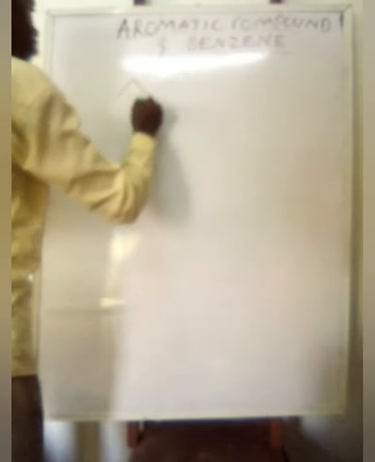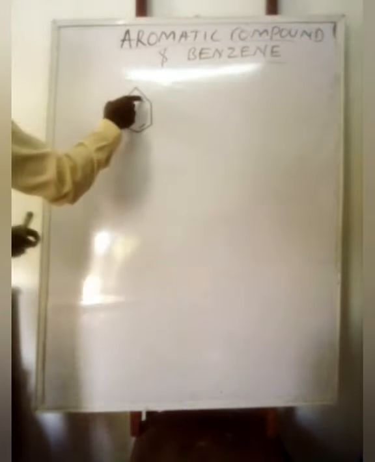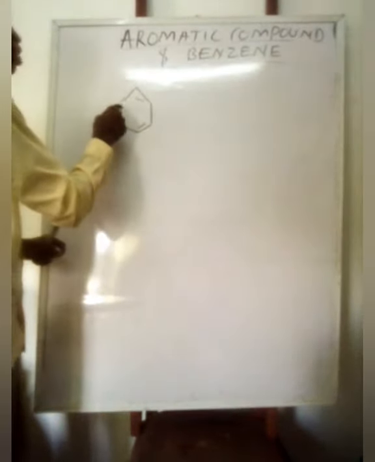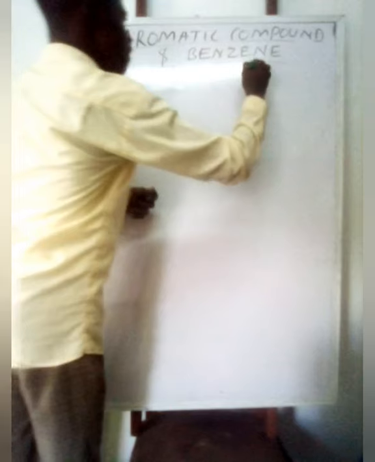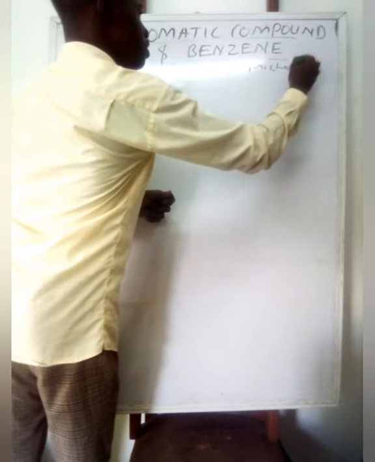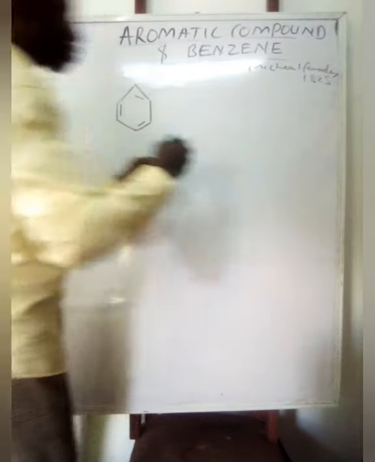Benzene, this is the structure of benzene. Now this is benzene, it has a 6-member ring with what? With 3 pi bonds. 6 members, 1, 2, 3, 4, 5, 6, with 3 pi bonds. Now, this benzene was isolated by a man called what? Michael Faraday. It was isolated by Michael Faraday in 1825 from an illuminating gas.